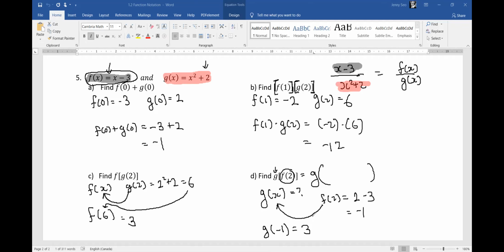Okay? This is function notation. Yes? Why is it 3? Okay, let me work that through. So the x value that I'm putting into the function g is negative 1. So that will be negative 1 squared plus 2. And negative 1 times negative 1 is positive 1, plus 2. That would be 3. Okay?